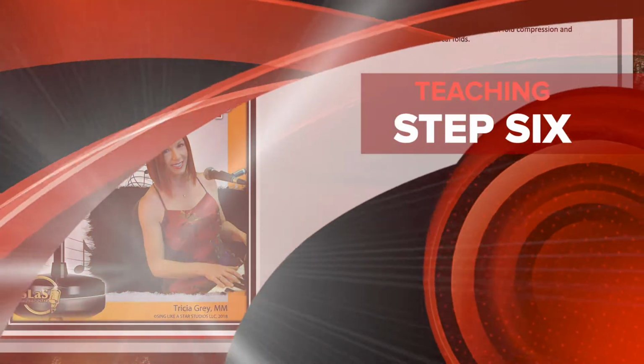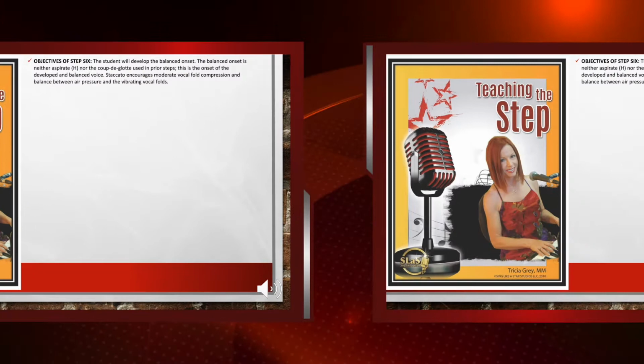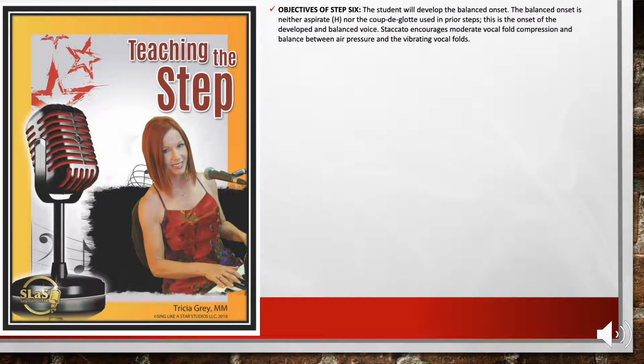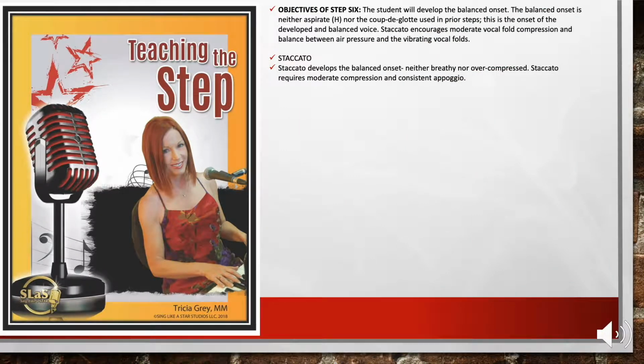Teaching the step. The objectives of step 6. The student will develop the balanced onset. The balanced onset is neither aspirate nor the coup de glotte used in prior steps. This is the onset of the developed and balanced voice. Staccato encourages moderate vocal fold compression and balance between air pressure and the vibrating vocal folds. Staccato develops the balanced onset, neither breathy nor overcompressed.